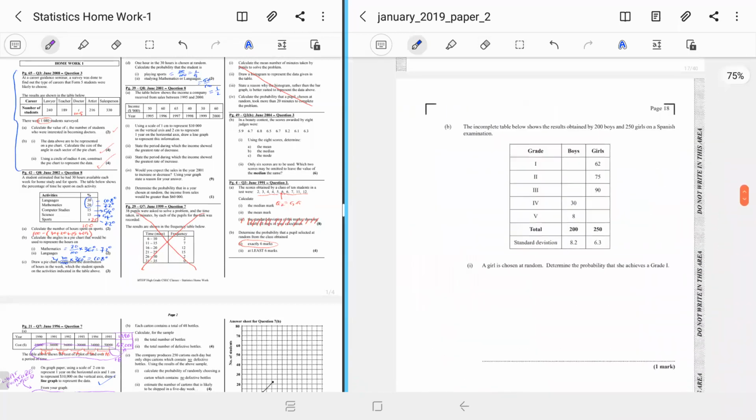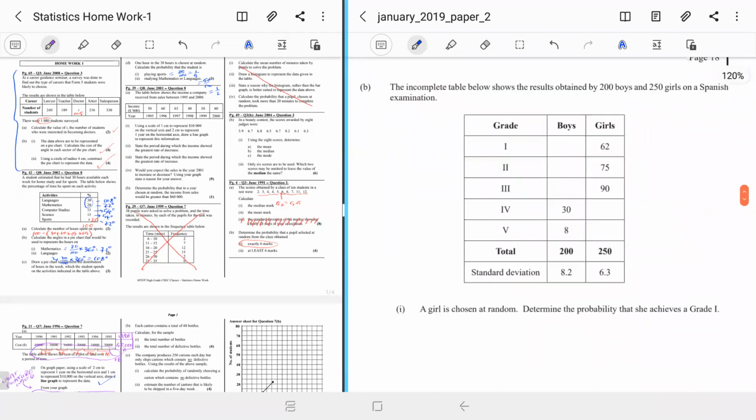The question says, it's almost like raw data. It says the incomplete table below shows the results obtained by 200 boys and 250 girls in a Spanish exam. All right, and then these are the grades. So grade 1, they show the grades for the girls, and here they show grade 4 for boys and so forth. But remember, the total is 200, so they want to show some of them. So these are missing, and for the girls, these are missing.